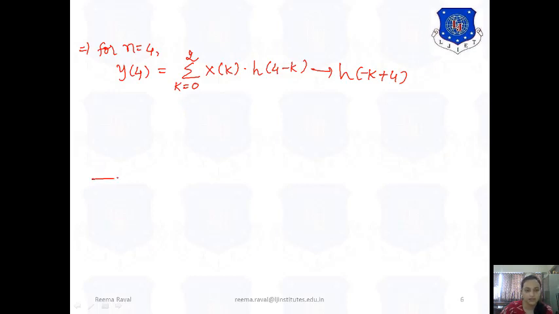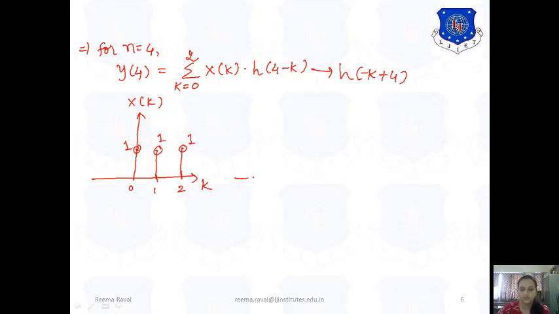So now first of all let us plot the graph of x of k, which is 1 1 1, then we will plot h of minus k plus 4. For that we can do two things. That means we can shift it by 4 instants on the right side from h of minus k, or else from the previous one, that is from h of minus k plus 3, we will shift it by 1 instant on the right side.